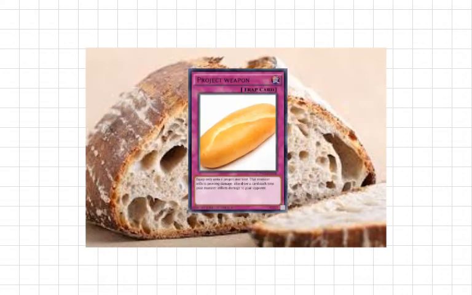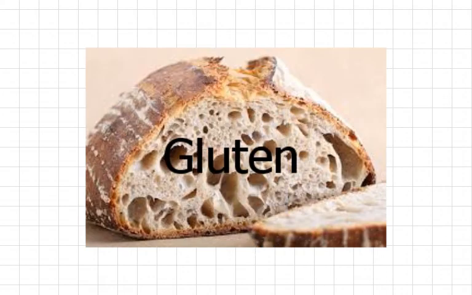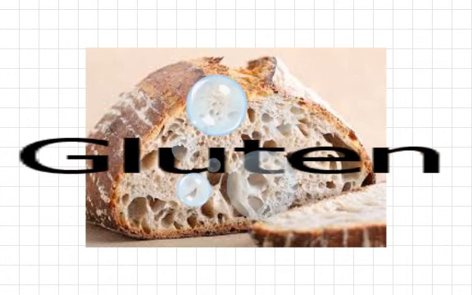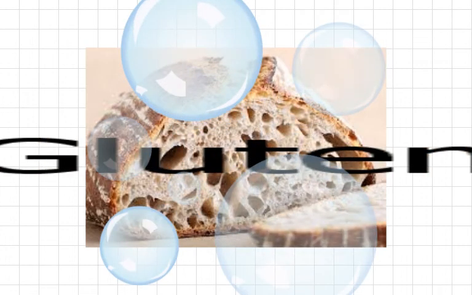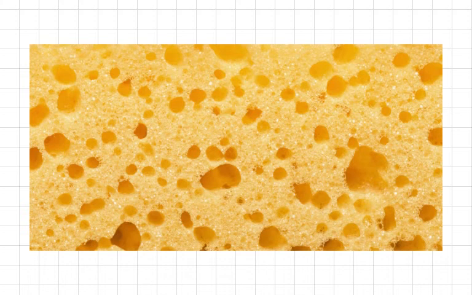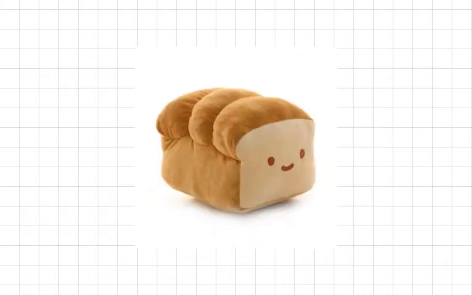These bubbles get trapped by gluten, and the gluten should be flexible enough to allow the bubbles to expand, but sturdy enough to prevent them from bursting. This creates a sponge-like structure, which gives the bread its softness.